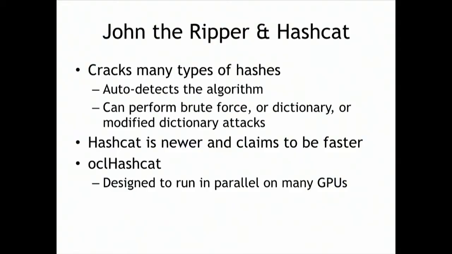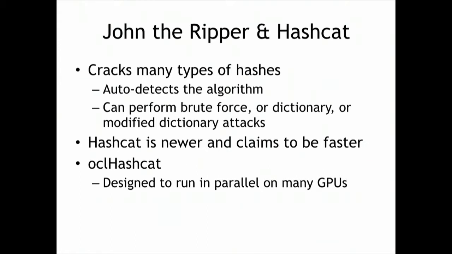John is smarter. John will figure out what kind of hash you have and crack it. It'll even automatically choose an appropriate word list and try to crack it. So most of the time, all you have to do is store the password hashes in a file, and then just give John the file name, and it will figure out what to do and do it.